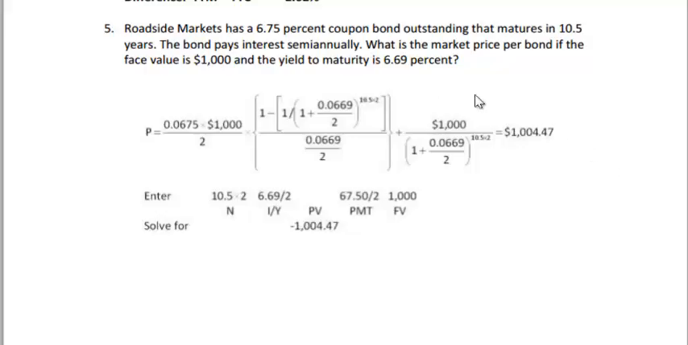Also, you'll note the two rates. 6.75 was the coupon rate, and then 6.69 is the yield. Since the coupon rate is slightly greater than the yield, the coupon that the bond is paying you is slightly greater than that which is required. You're going to pay a slight premium for the bond.